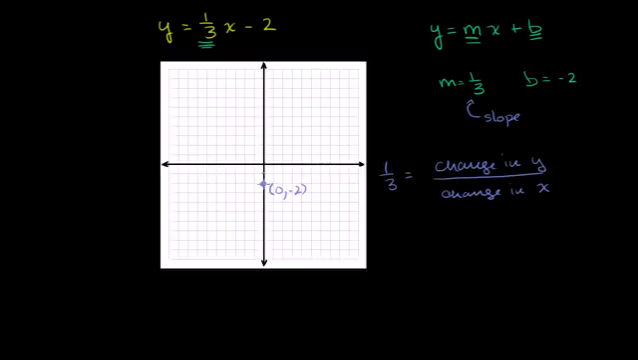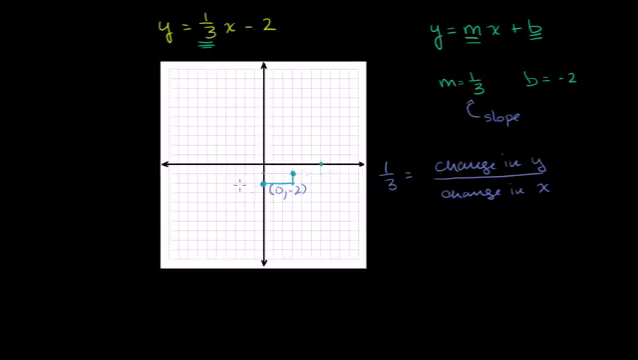So we know that this point is on the graph. That's the y-intercept. The slope tells us that if x changes by 3, so let me go 3 to the right, 1, 2, 3, then y will change by 1. So this must also be a point on the graph. And we could keep doing that. If x changes by 3, y changes by 1.